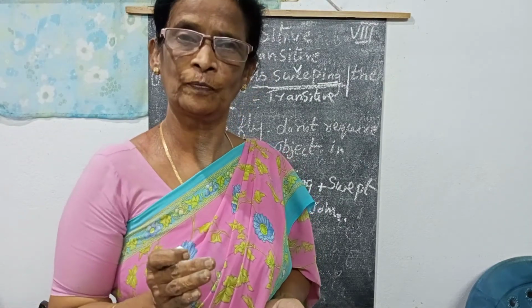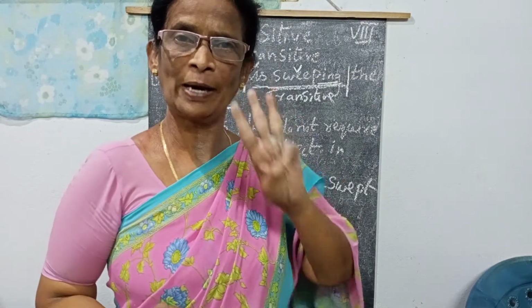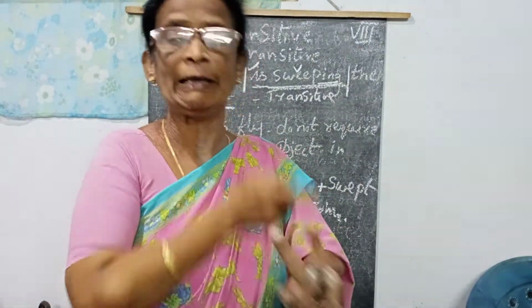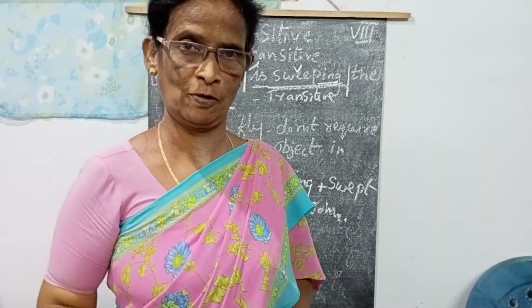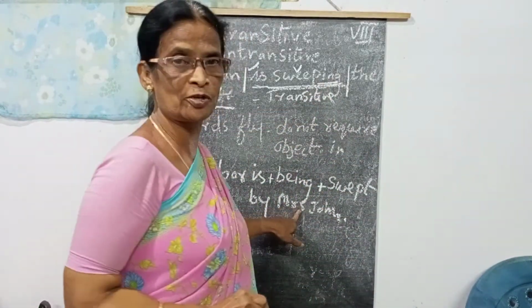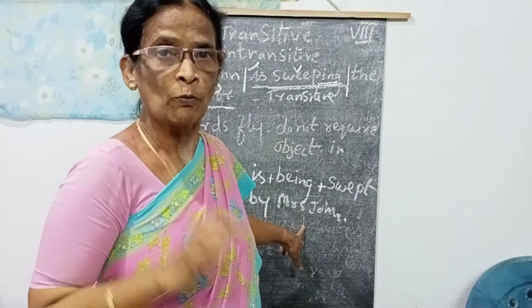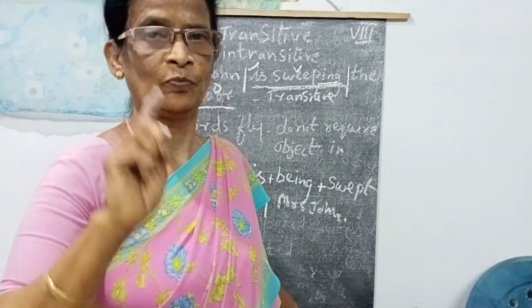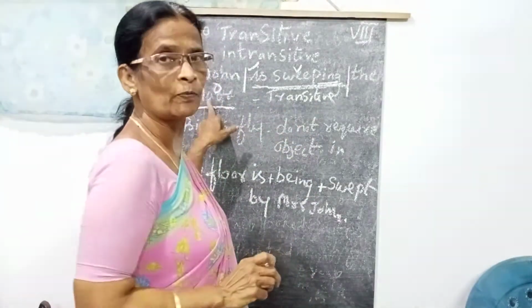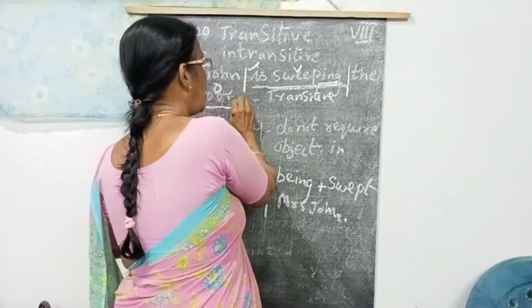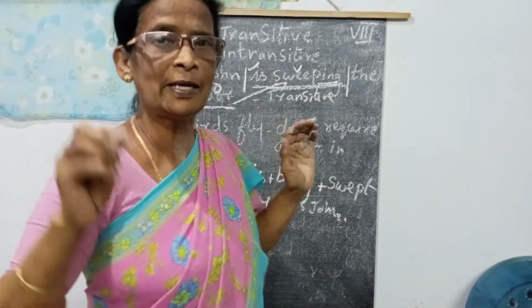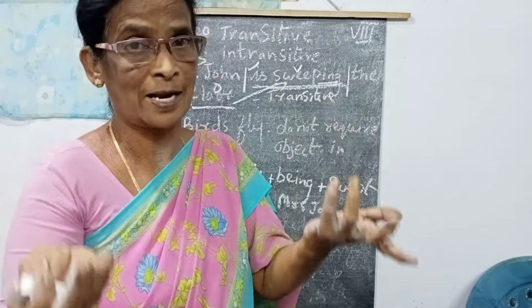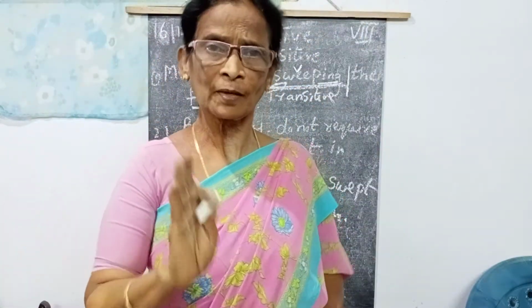Is there any doubt? First you divide three parts: subject, verb and object. When there is the object, definitely that is the transitive verb. Why? Because we can easily change into passive voice. Next, the floor is the object, the object of the verb sweep. When there is a connection from the object to the verb, that is known as the transitive verb. Is it clear?